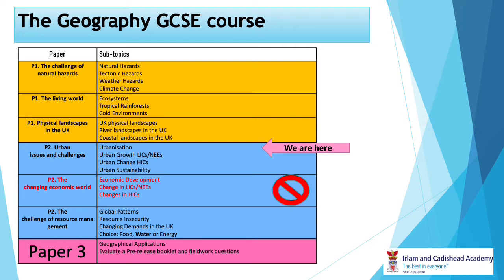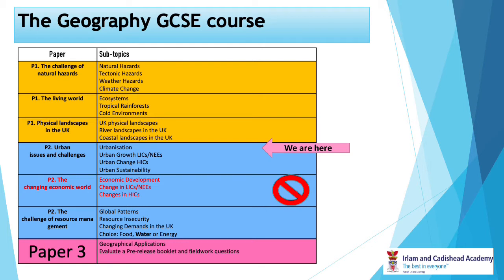And then finally, the last paper that they will sit when they do their GCSEs is paper 3. This is the unseen paper, where they will get a pre-release booklet about 12 weeks before the exam. We'll work through the booklet, they'll take it into the exam and then answer questions based on it. We don't know what the theme of that's going to be, and there'll also be some fieldwork questions in there. They will not be required this year to do any fieldwork, but they will have to answer questions based on it. So that's the 3 papers that we go through in geography.